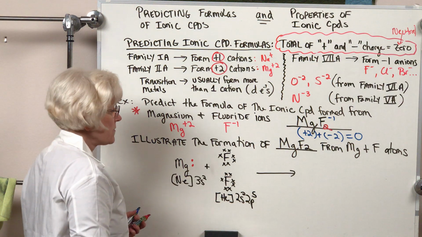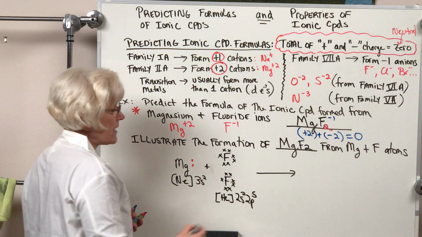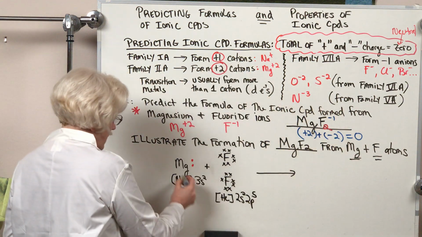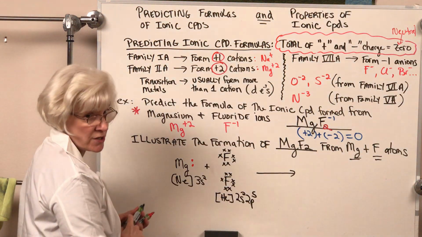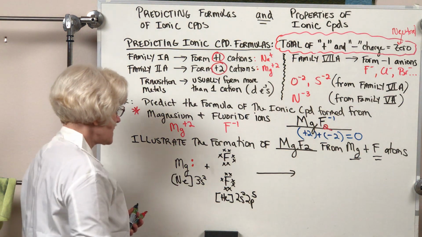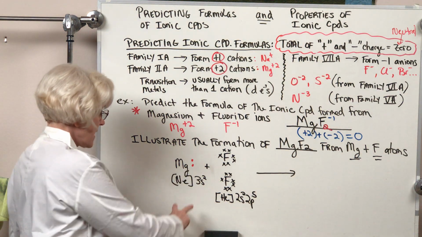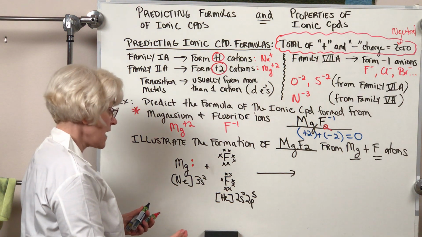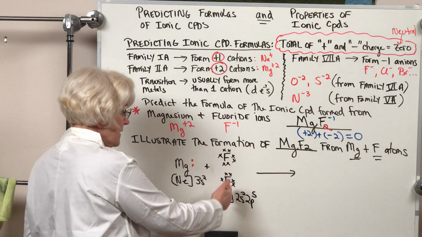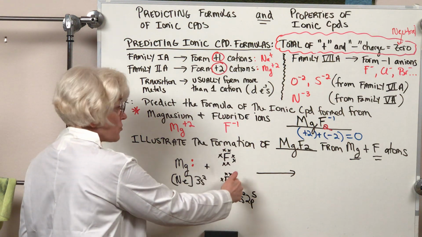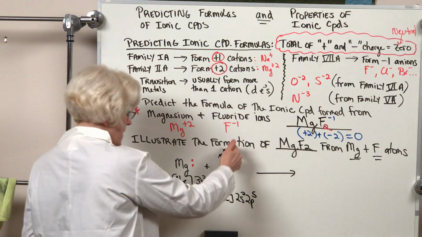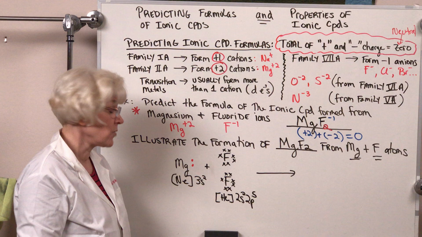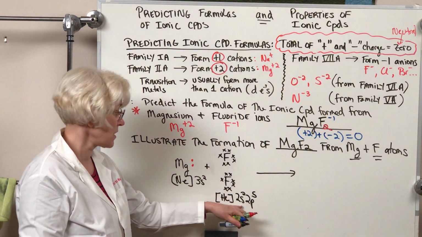How can we illustrate the formation of magnesium fluoride from magnesium atoms and fluorine atoms? Well, here's the Lewis dot structure, or electron dot structure, of magnesium. It has those 2 valence electrons. We see that from its abbreviated noble gas configuration. Here is fluorine, family 7A. So I'm drawing the 2 fluorine atoms with their 7 valence electrons, using the noble gas abbreviated configuration below it.